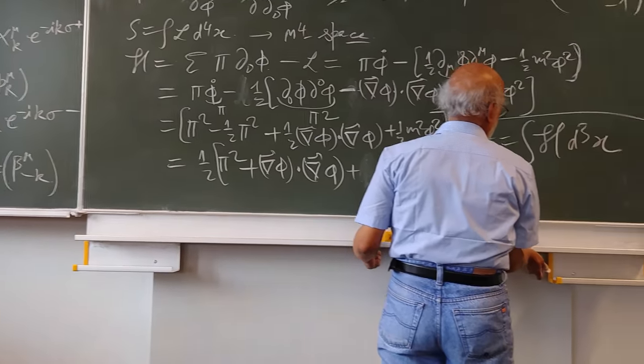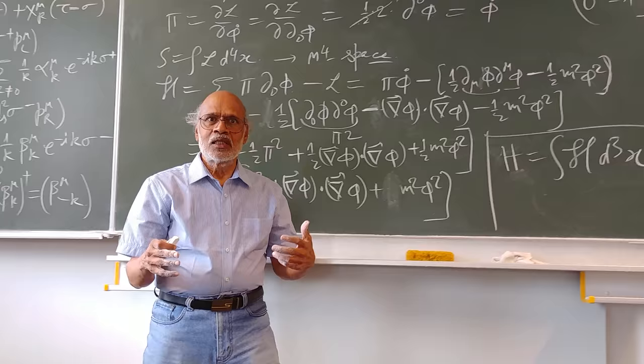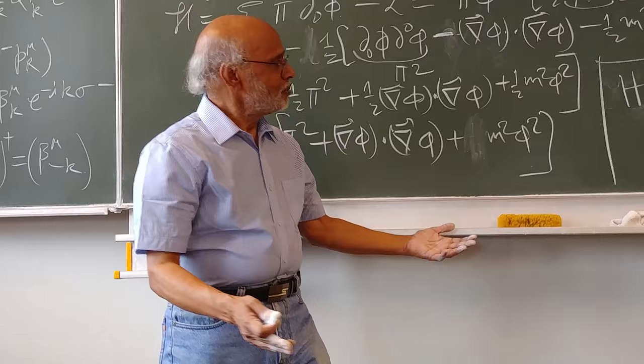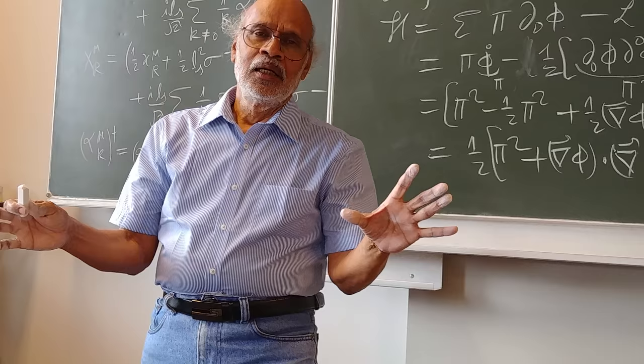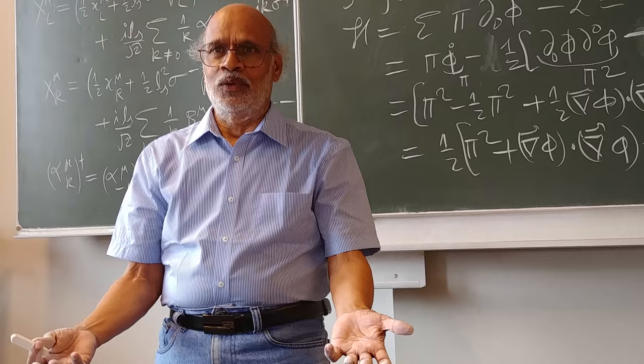We also obtain the Poisson brackets of phi and pi, phi with phi, pi with pi, okay? And then if you promote all these variables to quantum mechanical field operators, that would complete the so-called first quantization of the theory. And this also happens in string theory, okay? This also happens in string theory.